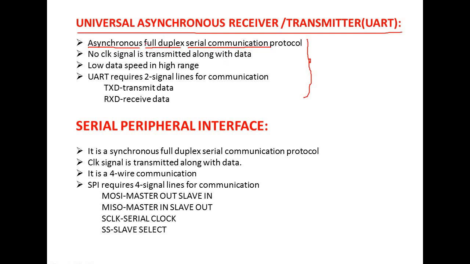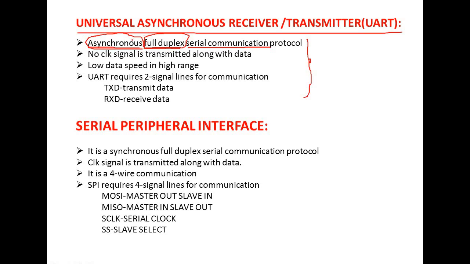First, what do you mean by asynchronous? Asynchronous communication means you are not transmitting clock along with the data. The data transmission is done with the help of the start bits and stop bits. And what do you mean by full duplex communication? Full duplex communication means at a time you can transmit the data and you can receive the data. Therefore, UART is an asynchronous full duplex serial communication protocol.